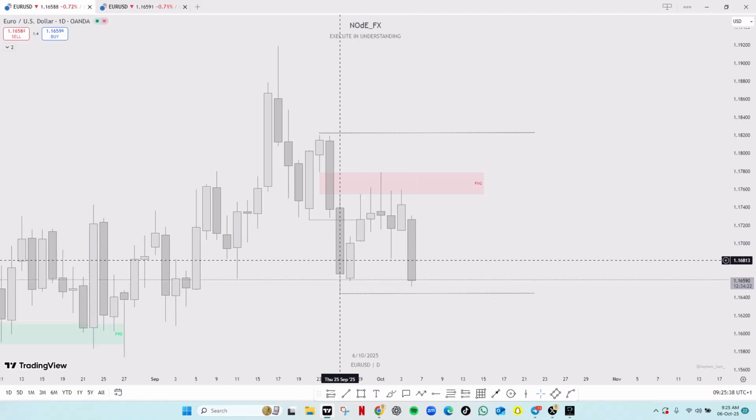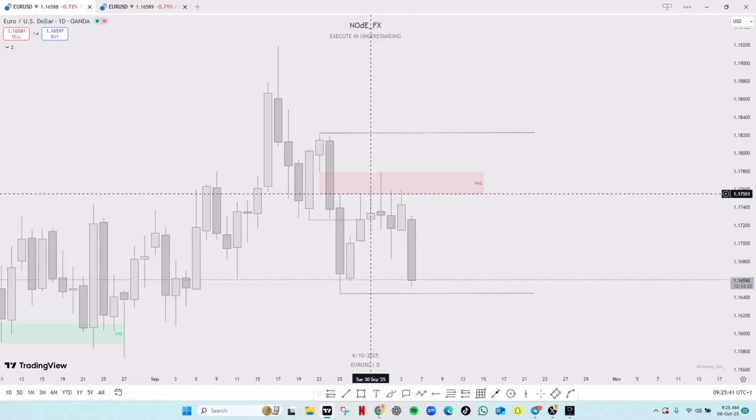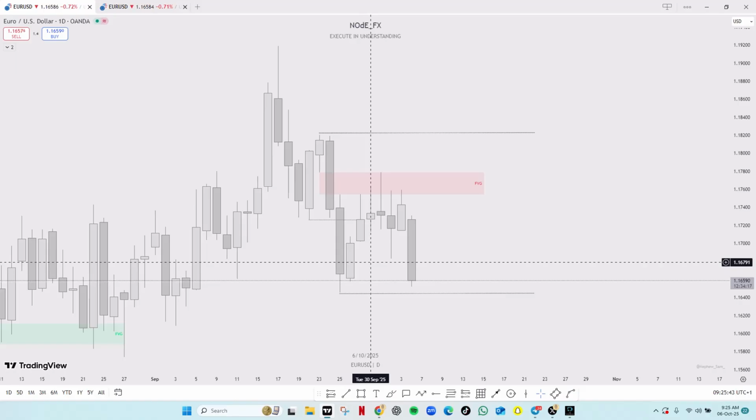Now continuing, price came into the fair value gap here, which was on Tuesday last week. Price came into the fair value gap.